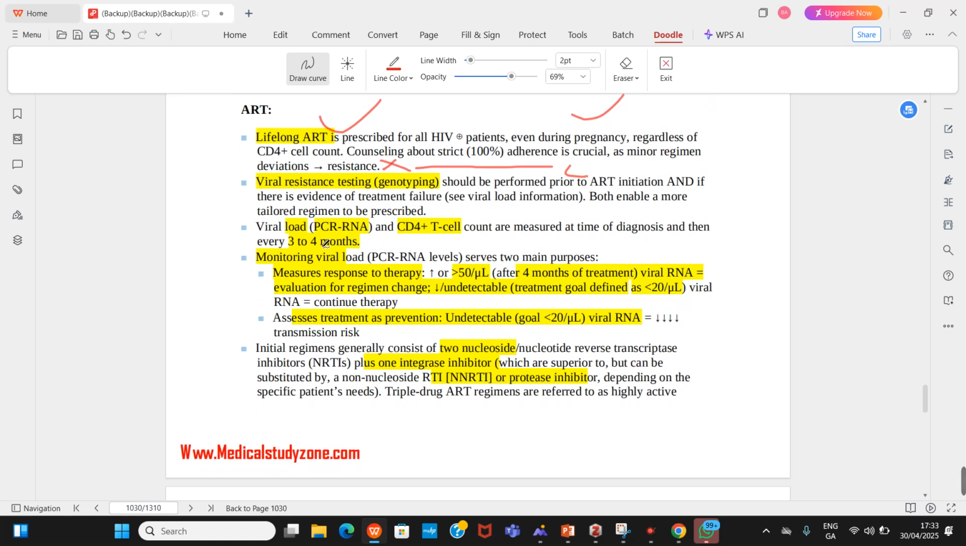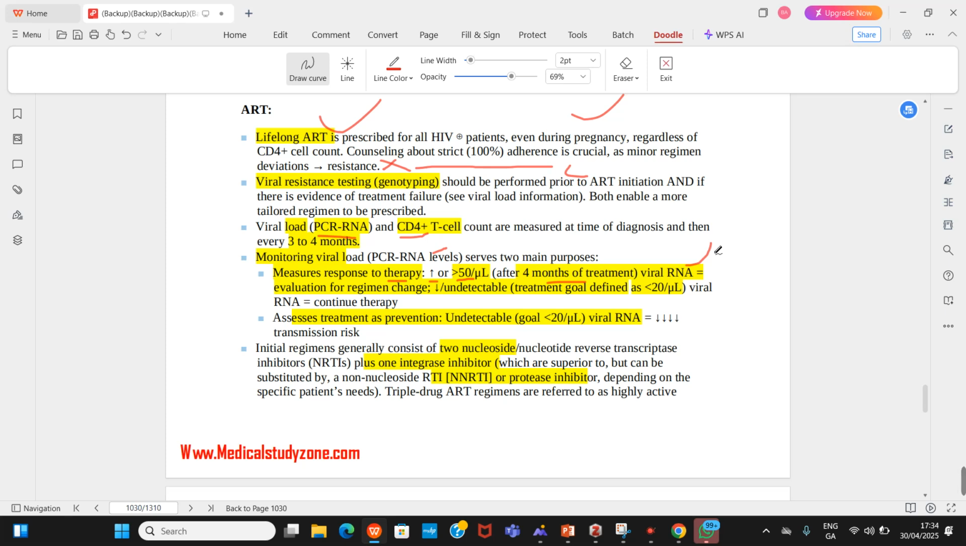Then we measure the viral load and the CD4 count at the time of diagnosis, and we have to be doing that every 3 to 4 months. So why do you measure the viral load? Just like we have said, you want to see if this person is actually responding to therapy, and we don't expect it to increase. We don't expect it to go beyond 50. But if it's increasing or it has gone beyond 50 after 4 months of treatment, you know that you have to evaluate that treatment and change the regimen.